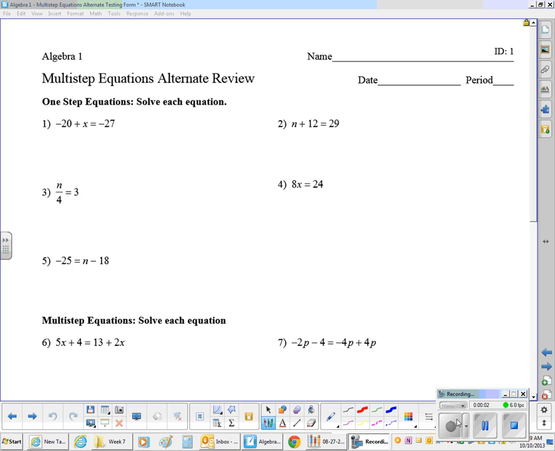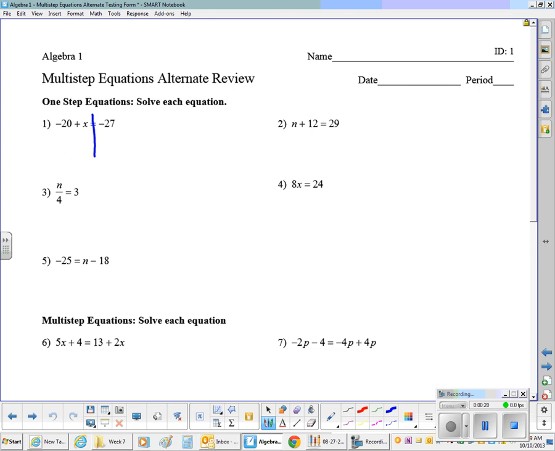The first section is one-step equations. We're going to start by looking at the equation and asking what's the operation, or can we just use cross the line, change the sign on it? Number one looks like a cross the line, change the sign problem. There's only addition and subtraction.